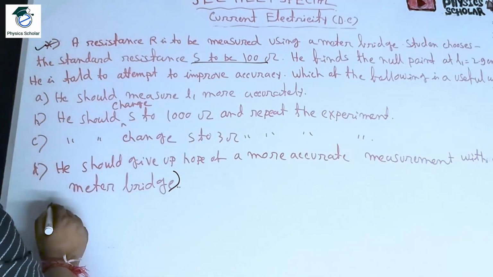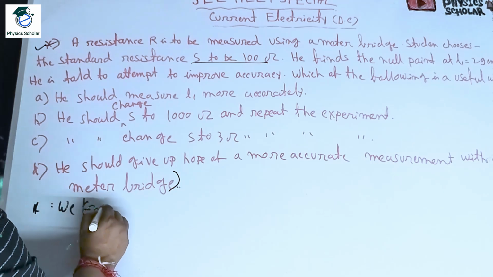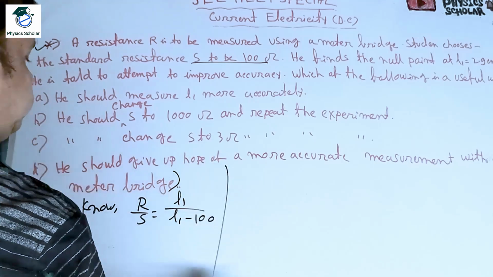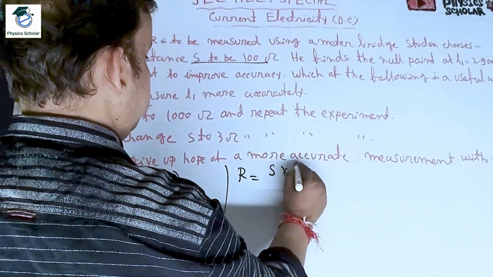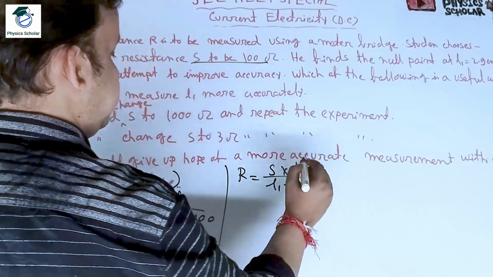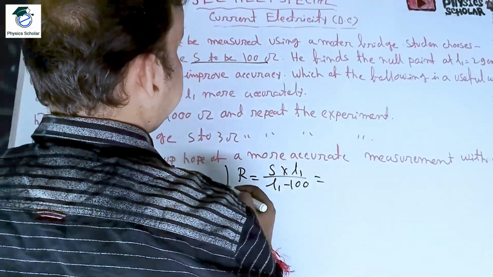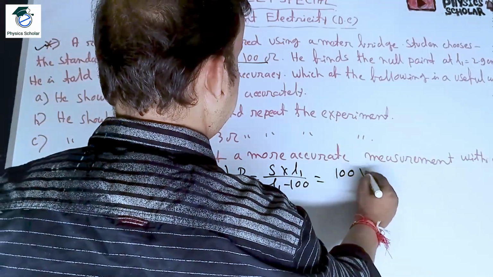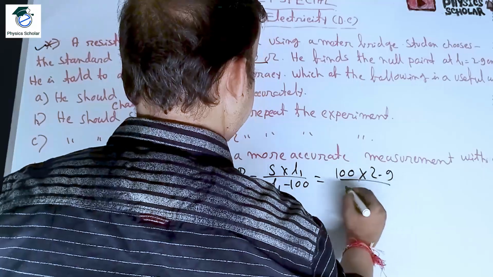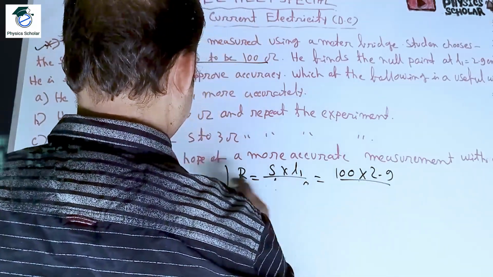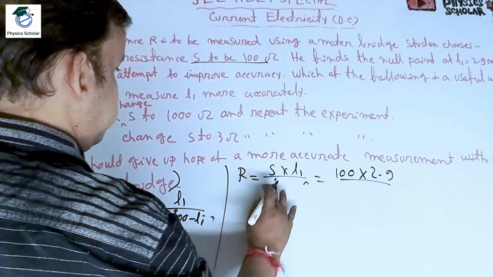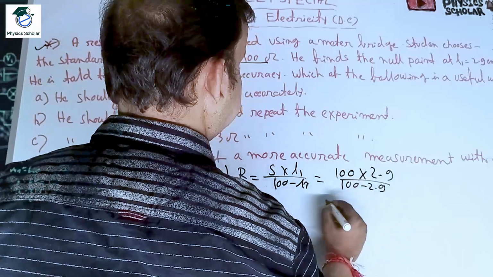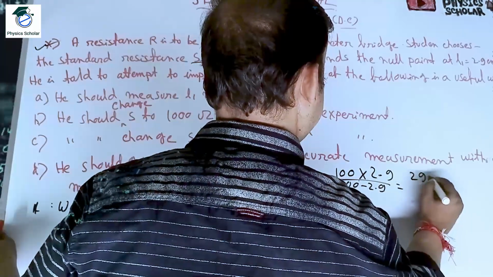Clear? So what do we know? We know R by S is equal to L1 by 100 minus L1. So R is equal to S into L1 by 100 minus L1. Clear? So what is the value of S? S is 100, so 100 into L1, 2.9, divided by 100 minus L1, so 100 minus 2.9.